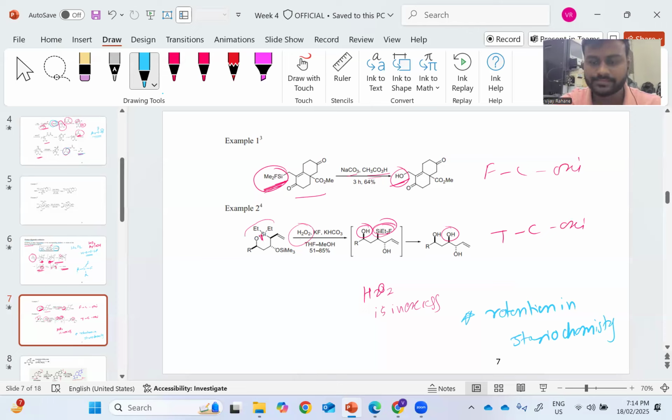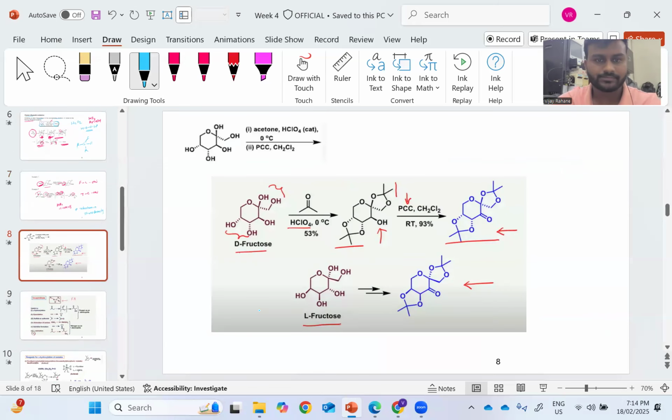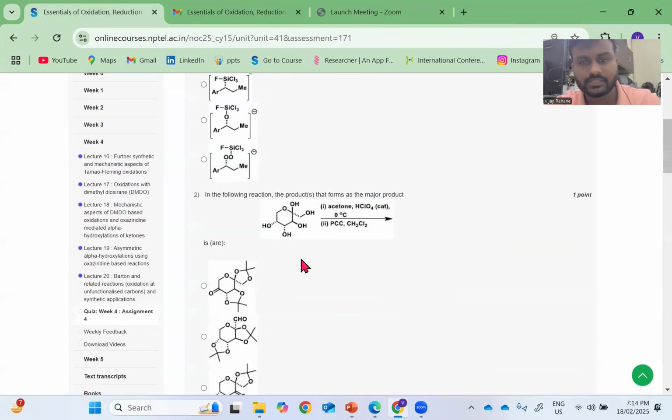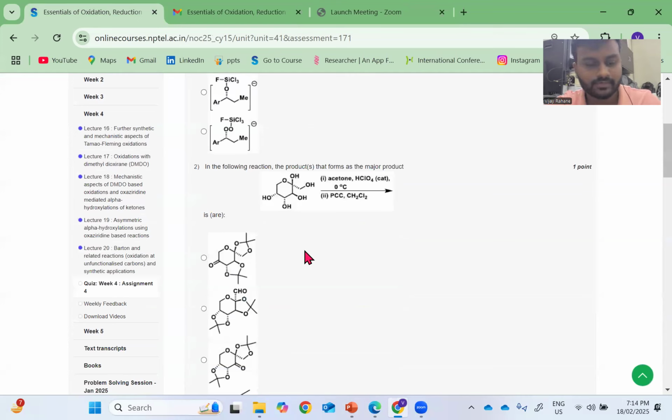Also, silicon-based starting materials were used, which convert into the alcohols, that you need to keep in note. Further reaction: this is one of the questions that you can take as it is from this slide to solve. I will just show the question probably. Yeah, this is the question given.